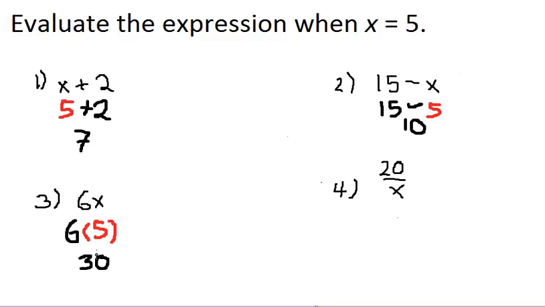Alright, so now our last one, we have division. There are several different ways to write division. This is just one of them. And we're going to do exactly the same thing we've been doing. This x is on the bottom, so we're going to start off by drawing our line and putting a 5 on the bottom, and then everything else stays the same. There's a 20 on top, and we do 20 divided by 5, which gives us 4. And that's it. Those are the basics of plugging numbers in and evaluating.